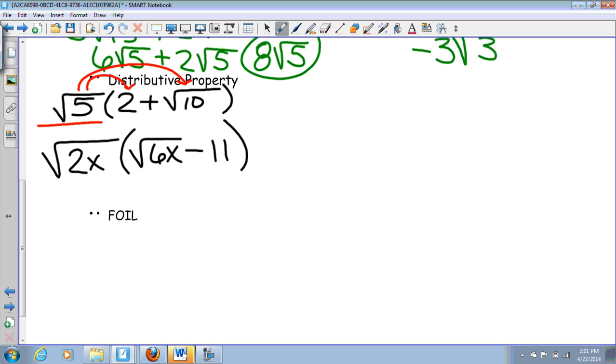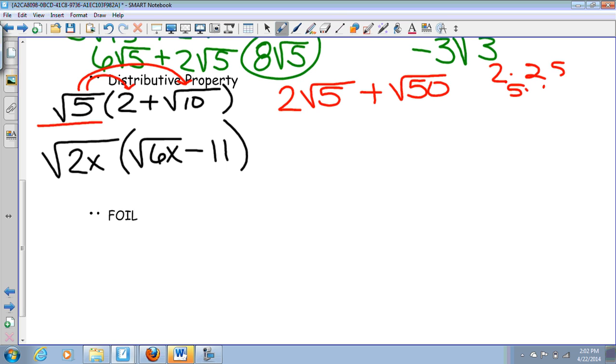So 2 times the square root of 5 becomes 2 times the square root of 5, plus the square root of 5 times the square root of 10 becomes the square root of 5 times 10, which is the square root of 50. So once I've done that, I need to ask myself, are those in simplest form? Well, 2 times the square root of 5 is because 5 is prime. 50 is not prime. 50's factors: 2 times 25, 5 times 10.